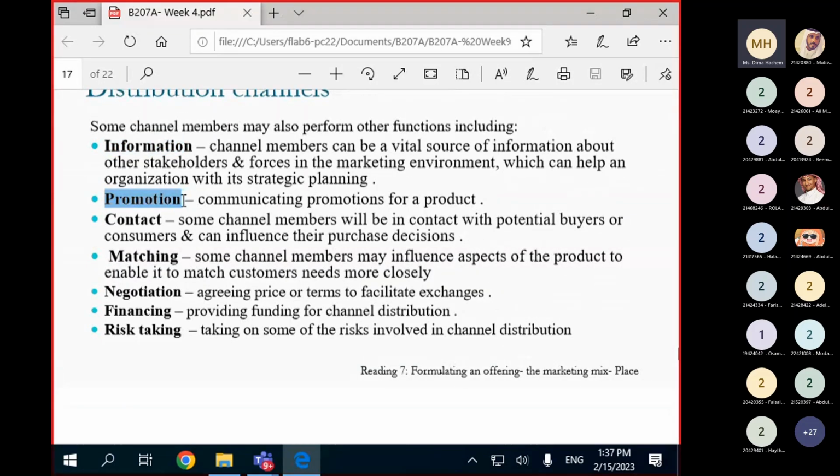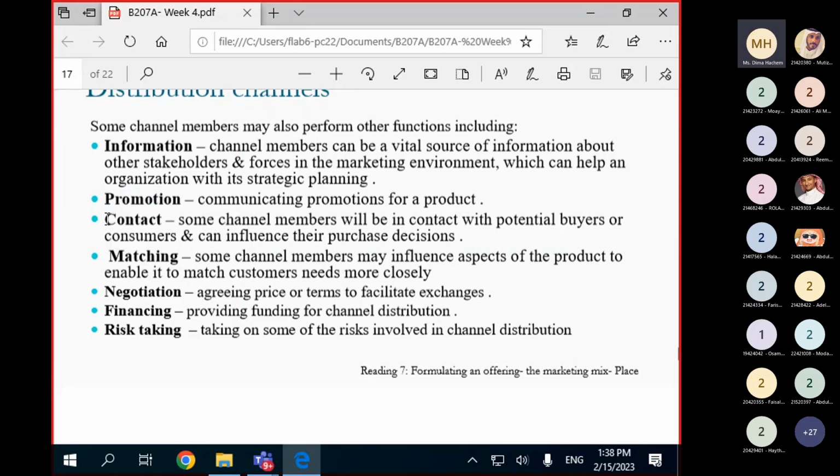Together they can create promotions to attract more customers. All right, so also together when you see a promotion in Danube for Ariel, for example, they have made with the distributor or with the manufacturer, they have made this deal. They have communicated together to make a promotion.